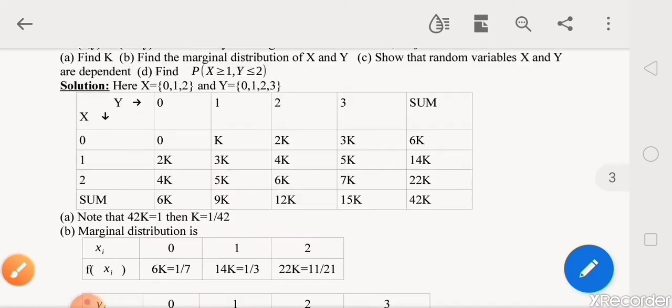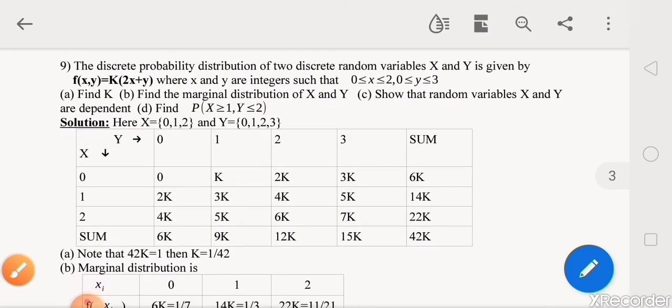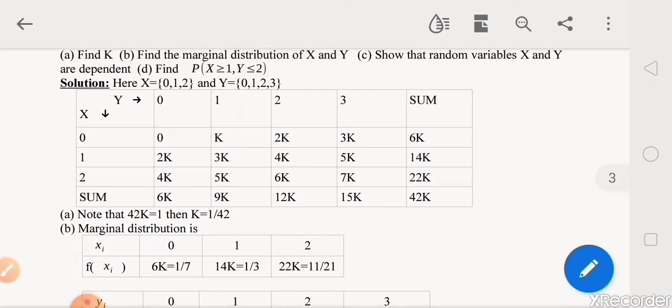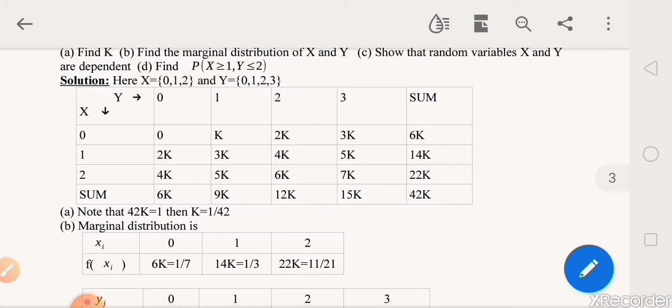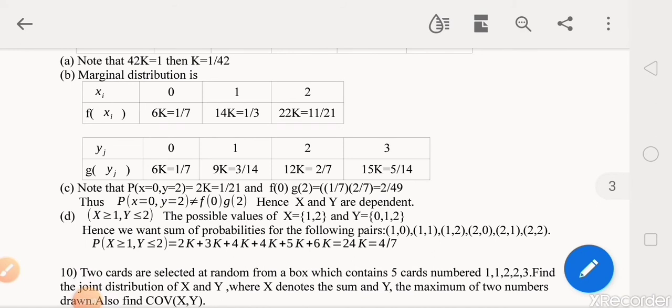Now we have to show that x and y are dependent. You just look at the definition of independent random variable. By the definition of independent random variables, we should have Pij equal to f of xi into g of yj for all i and j.